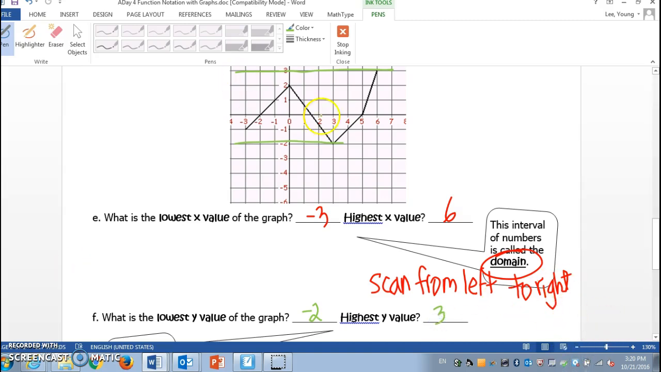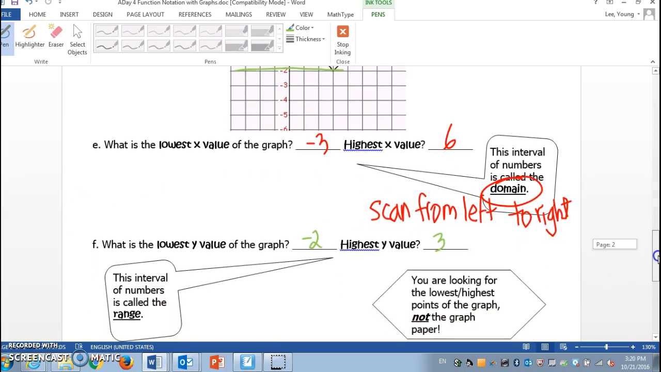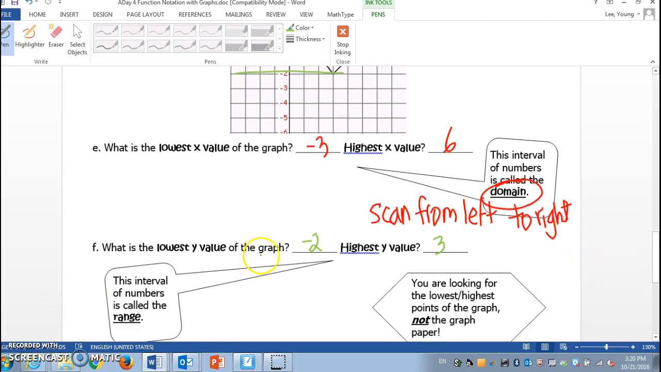And we're going to talk about how to write this in set-builder notation next class. So I just want you to understand the concept of this, all right? So the lowest value of y is negative 2, the highest value of y is 3, and this interval of numbers is called the range. Okay? Remember, the domain was the x values, the range is the y values. In order to figure out the y values, we need to scan from the bottom of the graph to the top of the graph.